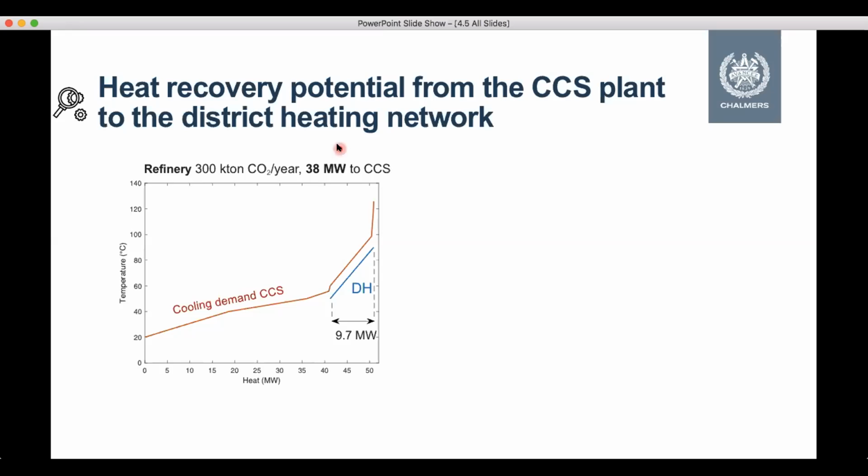If we quickly look at some heat composite curves, we can see here we plotted the temperature against heat, and we see this cooling demand in the CCS, which is basically a curve plotted over all these coolers that I showed before. And then you can fit in neatly this district heating curve between 50 and 90 degrees Celsius. And you see in the refinery case where we had 38 megawatts for CCS, that was the level of district heating supplied from that plant. If we would supply all that to CCS, we could recover 9.7 megawatts back.